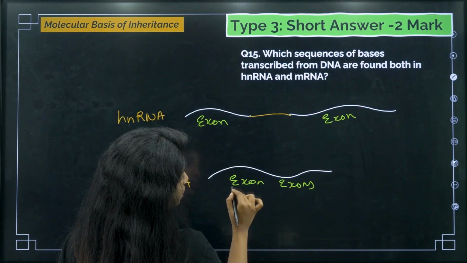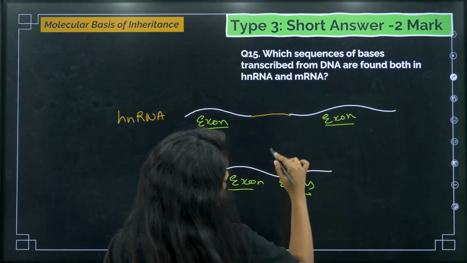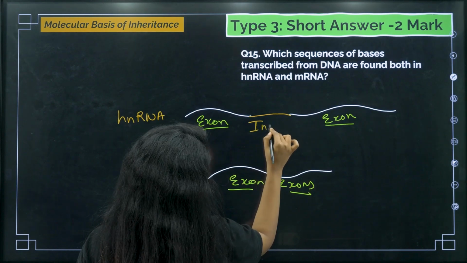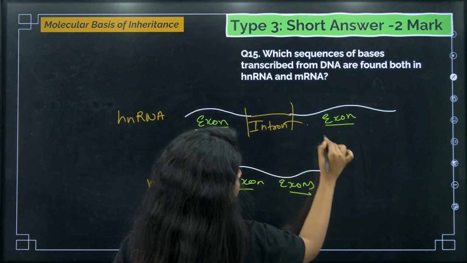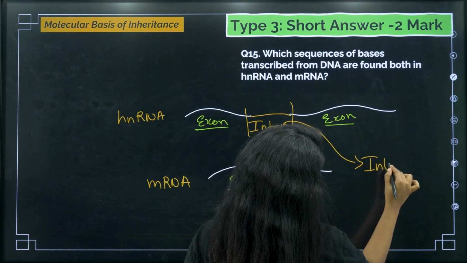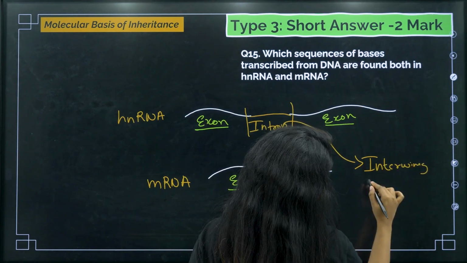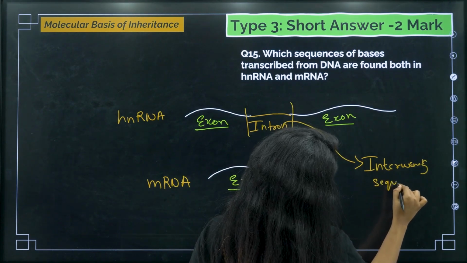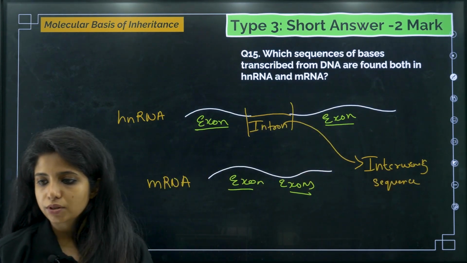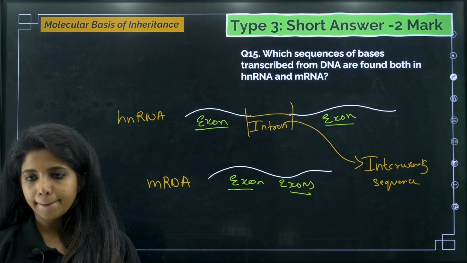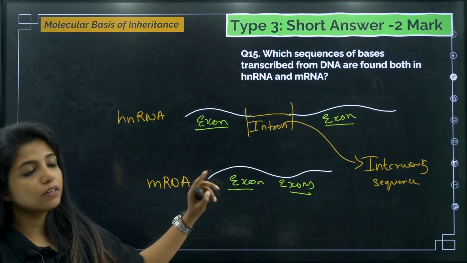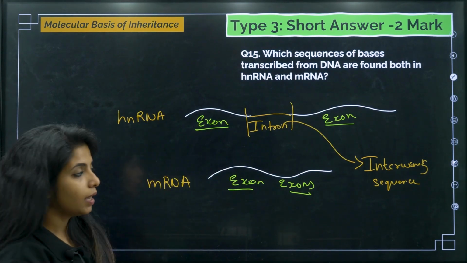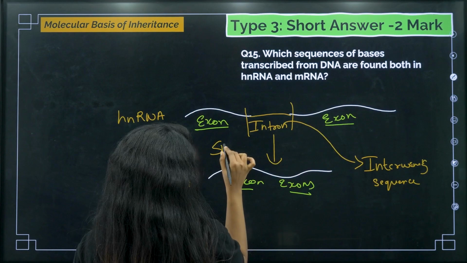exons. So this is the thing that is common between hnRNA and mRNA. But this area which I have marked in yellow is an intron, and this sequence is not found. You have to tell that an intron is an intervening sequence which comes and messes up the whole system. It's for 2 marks, so draw it once and then make them understand. This process is known as splicing, as I discussed earlier.